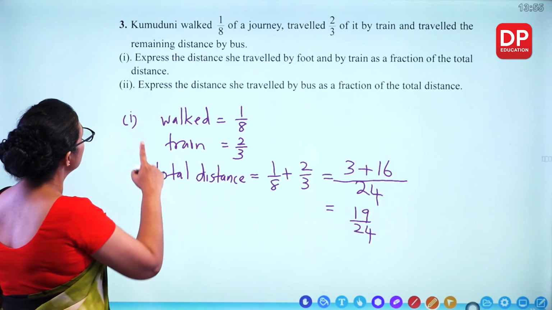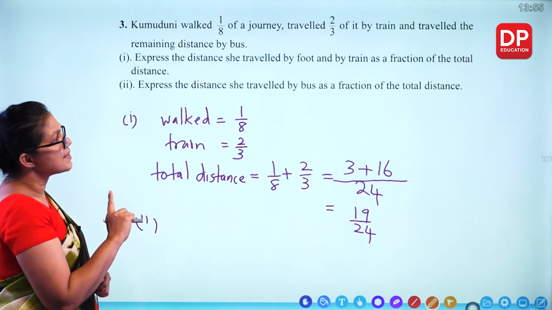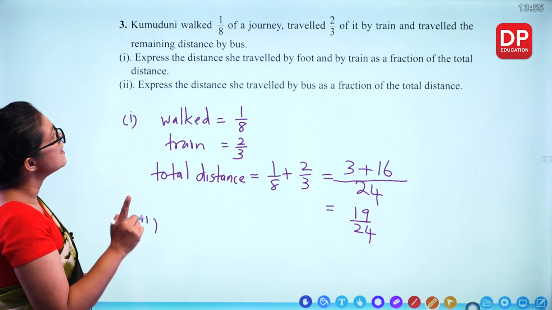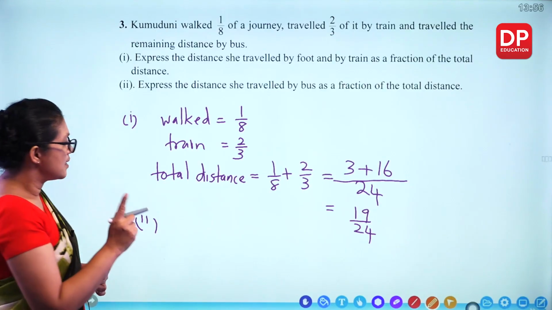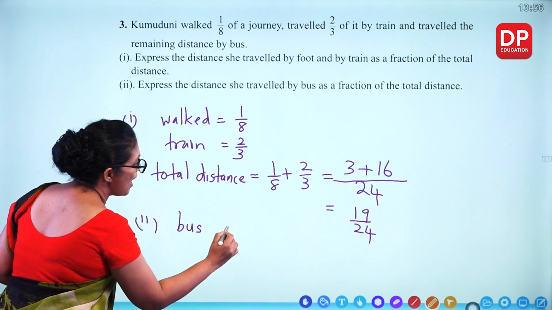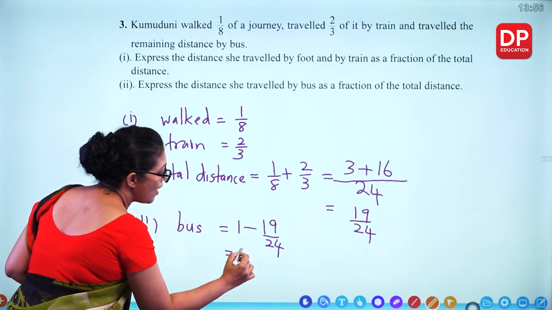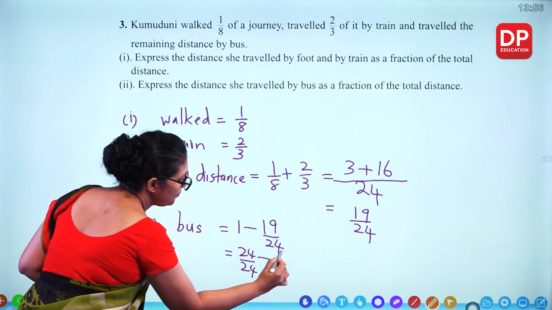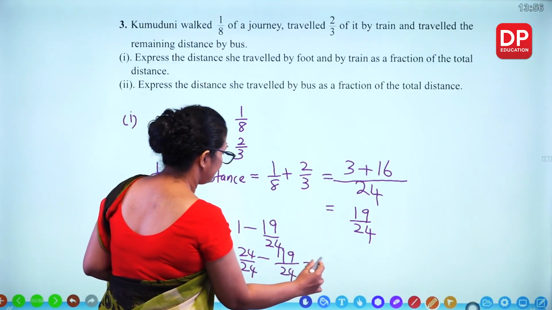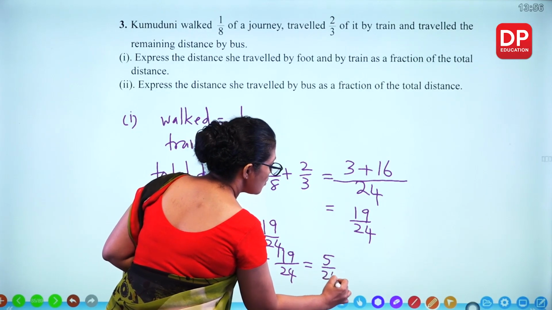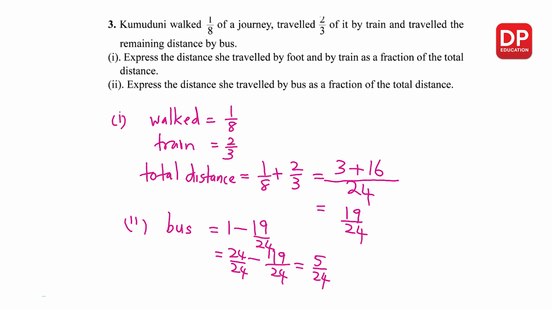Then second part, it says express the distance she travelled by bus as a fraction of the total distance. So the remaining part by bus. So what's the remaining part? By bus is 1 minus 19 over 24. I can write 1 as 24 over 24. Same denominator, just subtract. You get 5 over 24. So the distance travelled by bus is 5 over 24.